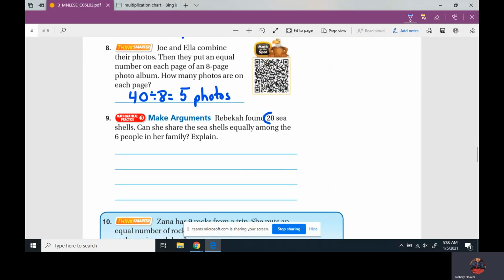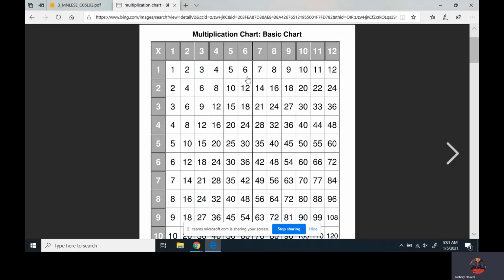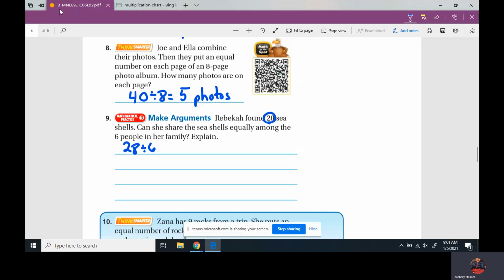Rebecca found 28 seashells. Can she share the seashells equally among 6 people? So 28 divided by 6. Now we can do one of 2 ways. Let's go to a multiplication chart. Let's find 6, and let's count down to 28. 1, 2, 3, 4, 5. Wait, I don't see 28 here. 6 can't go into 28, so that's kind of fishy. That throws me a red flag.